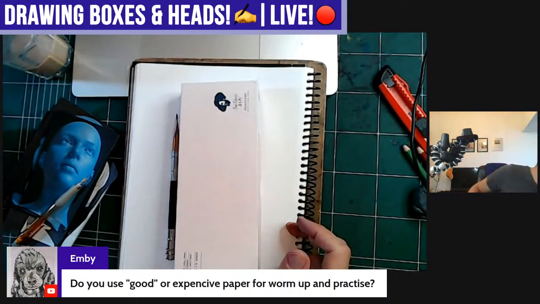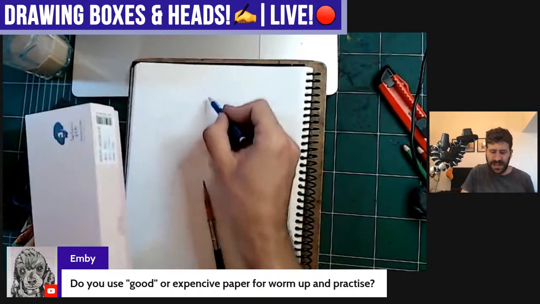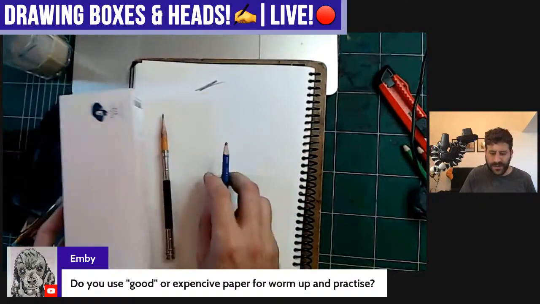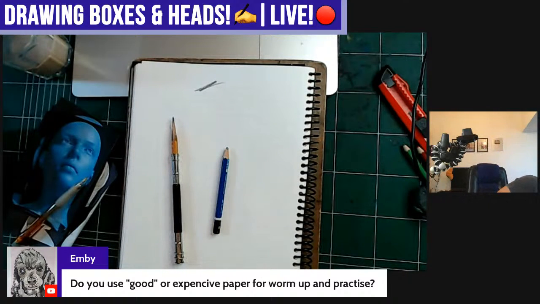Sometimes I'll use a fancier 6B that's a little darker, right? But for the most part, I don't need it. Everything was done with these pencils here. It's the same box I've been using for years.